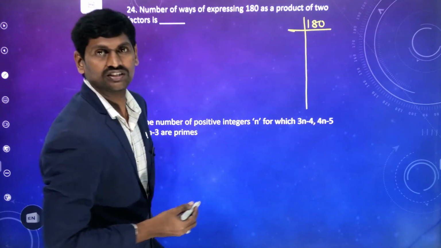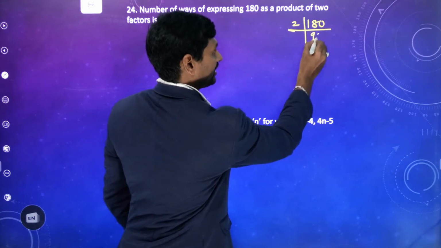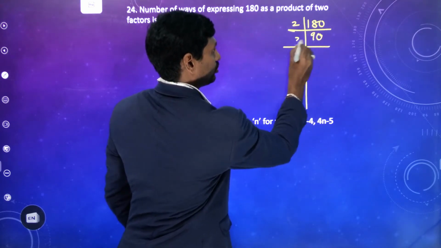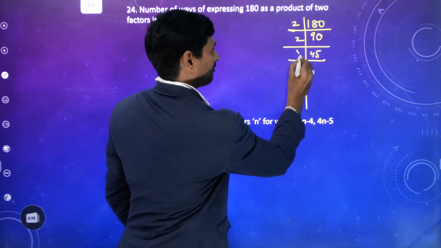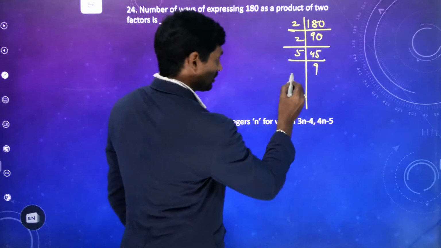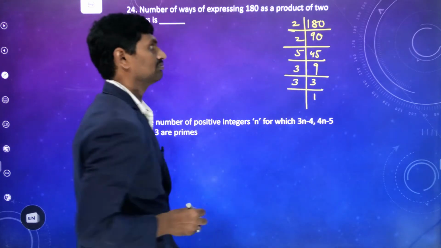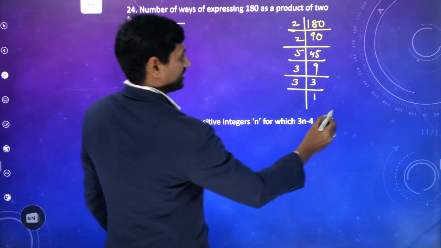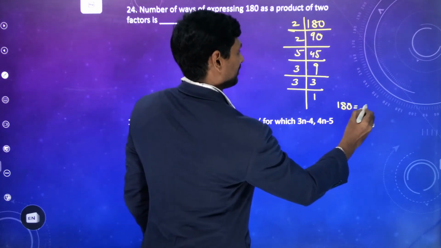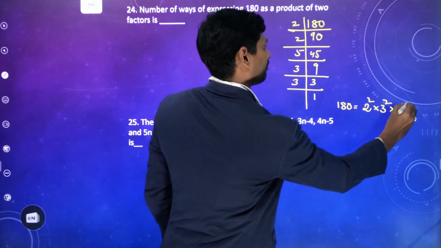Shall we? I am doing it quickly. Just check. 2 table, yes, 90. Again 2 table, 45. 5 table, 9 times, 5 9s are 45. You know prime factorization, no? So that's why I am not going to explain each and every step. So 180 can be expressed as 2 square into 3 square into 5 power 1.